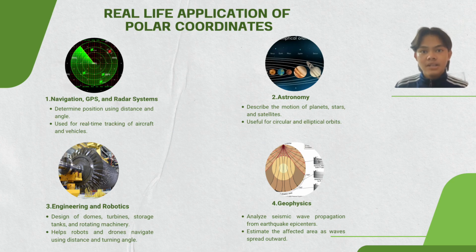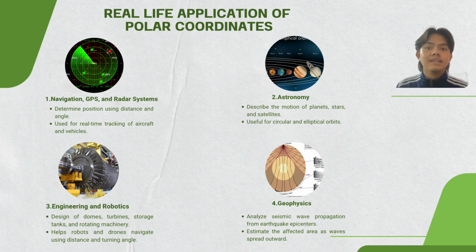The second application is in astronomy. Scientists use polar coordinates to describe the motion of planets, stars, and satellites because these objects naturally move in circular or elliptical orbits around a central body. Using polar coordinates makes it easy to represent and analyze their motion.